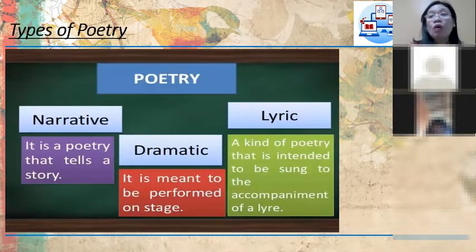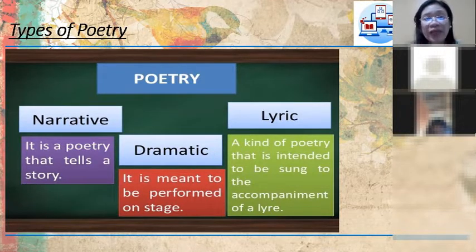Let's move on to poetry. Now, there are three kinds of poetry. So we have narrative, dramatic, and lyric poetry. So narrative poetry is a kind of poetry that tells a story. Dramatic poetry is meant to be performed on stage. And then lyric poetry is a kind of poetry that is intended to be sung to the accompaniment of a lyre or any string instrument.